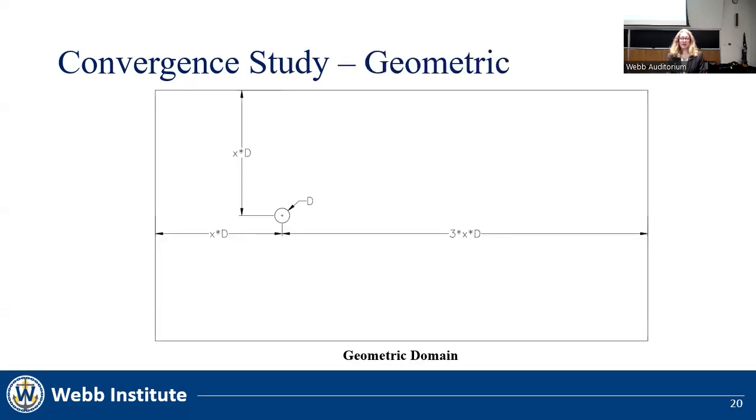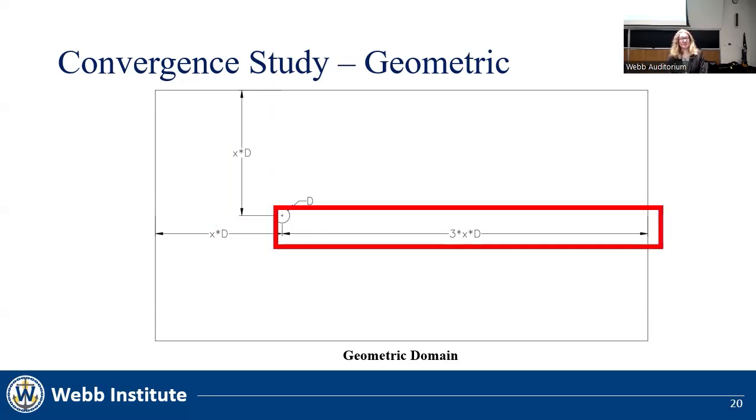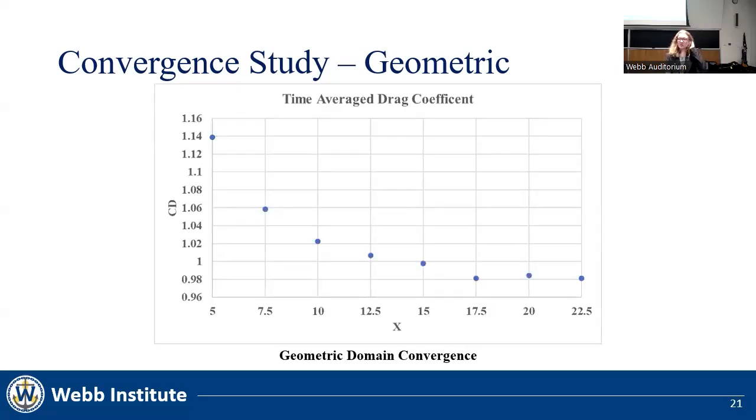In the image above is an example domain, where D is the diameter of the circle. The upstream and outward extents are defined by the diameter multiplied by a domain multiplier x. The downstream distance is defined by 3 times the diameter of the circle times the variable x. To perform a geometric domain convergence, the variable x was changed until the drag coefficient converged. X was tested between 5 and 22.5.